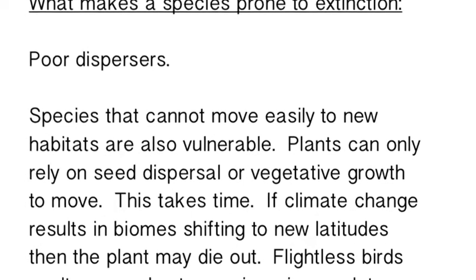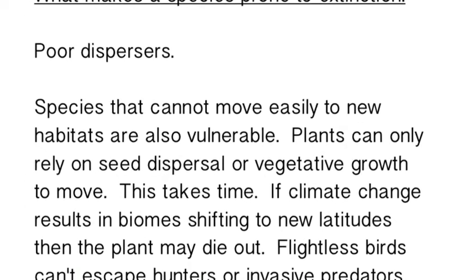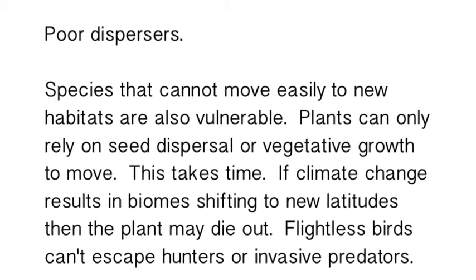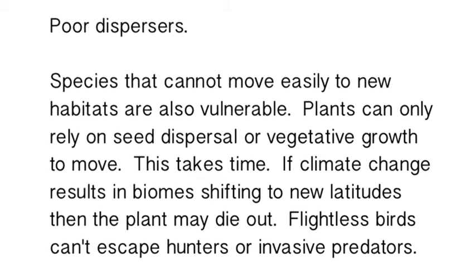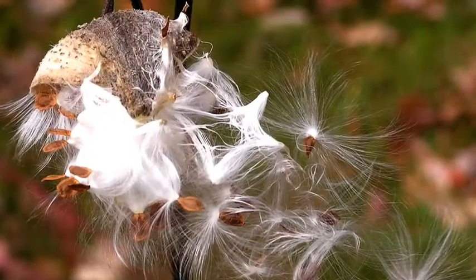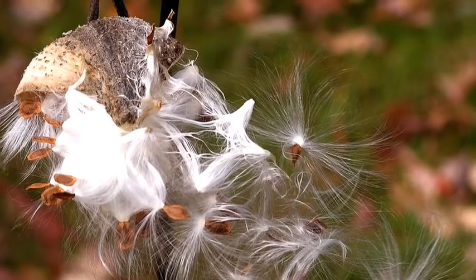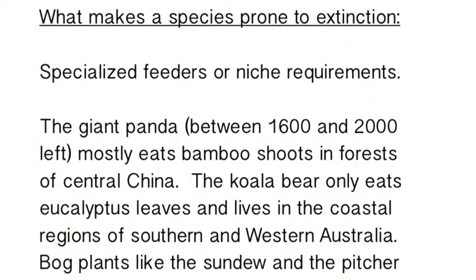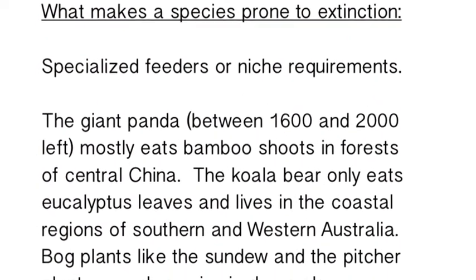Another problem is if a plant or an animal is a bad disperser. What that means for animals is, if you can't fly to escape a predator and somebody introduces a new predator, you're going to die. That happened to the dodo bird. But with plants, if they can't spread their seeds and there's some sort of fire, that genetic diversity is destroyed. And that's not necessarily a human problem, but sometimes it is.